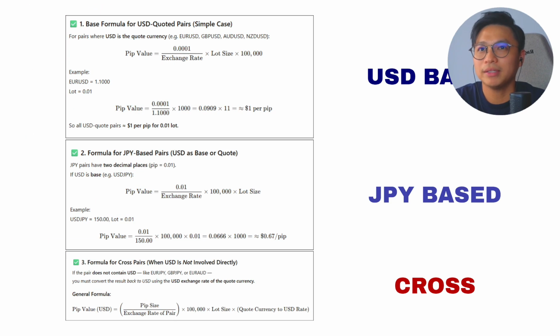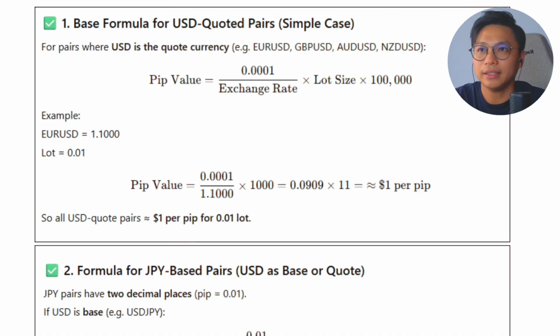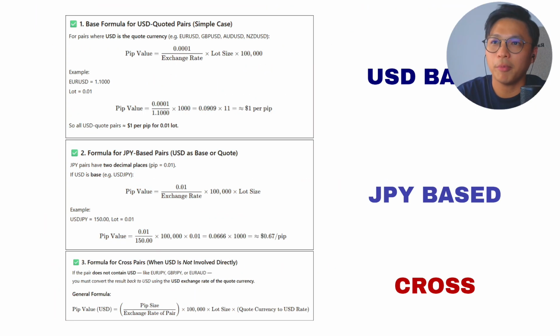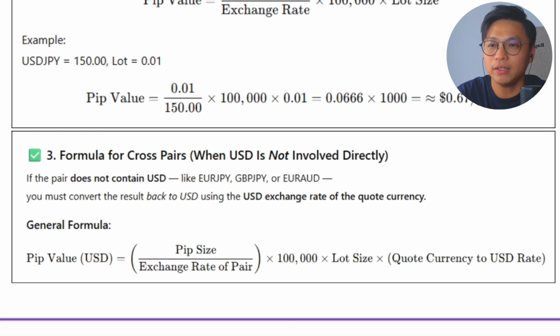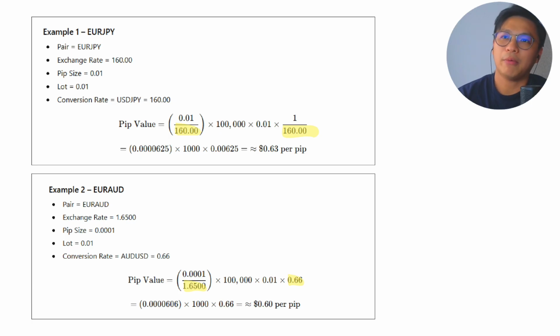Here's the formula that I have broken down into different scenarios or different base currencies. For US dollar base, it's very straightforward. The pip value is equal to the lot size divided by the exchange rate times 100,000, which is the standard lot. For the yen formula, you need to take an exchange rate which is available in dollar yen, and for the other ones we need to do the conversion as well. To make it more simple, I will show you an example here.